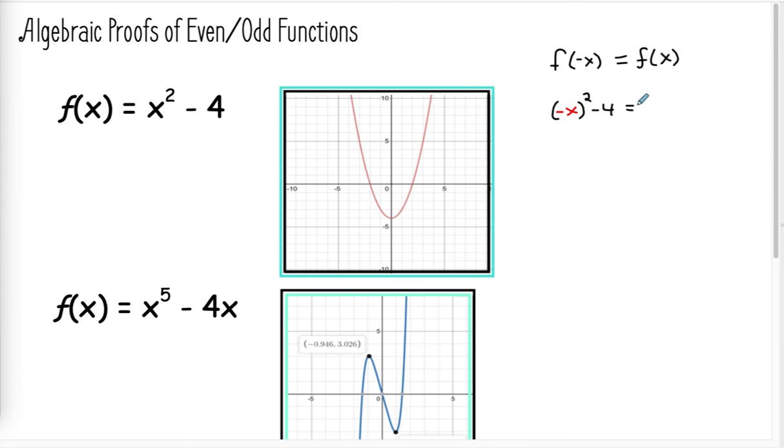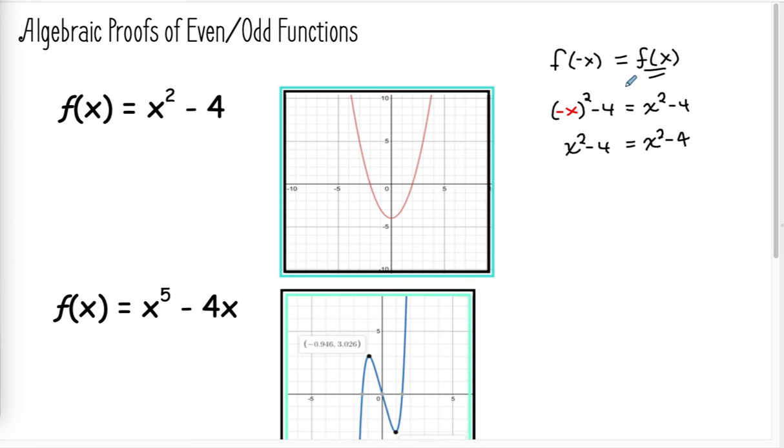And that answer should be the same as if we had our original function. We put a positive x in. And you can see when you do it, negative x squared is positive x squared minus 4. And that does indeed equal x squared minus 4.